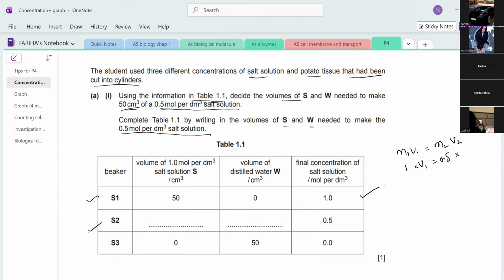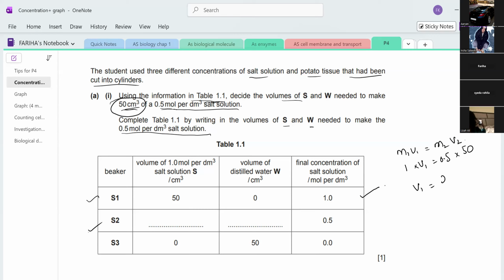Aryan, why are you not participating? What is V2? What should be the final volume of 0.5 mole per dm cube which you have to find out? 50. Very good. 50 cubic centimeter. Okay. So V1 is equals to 0.5 times 50 divided by 1, which is equals to 25.